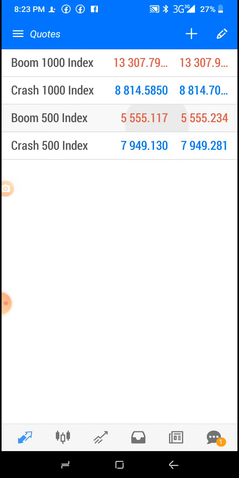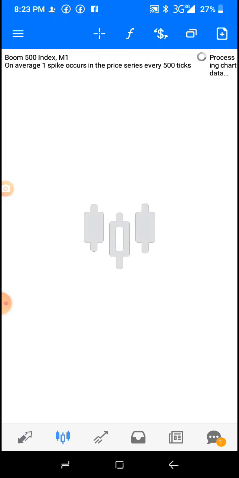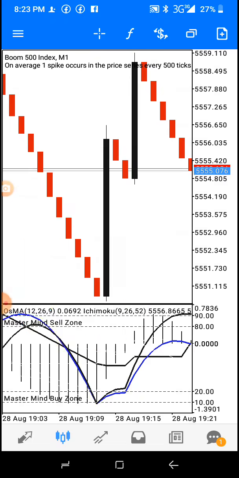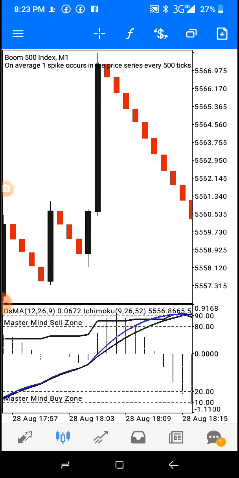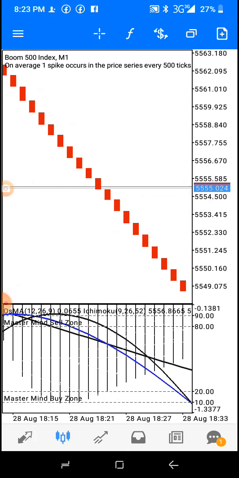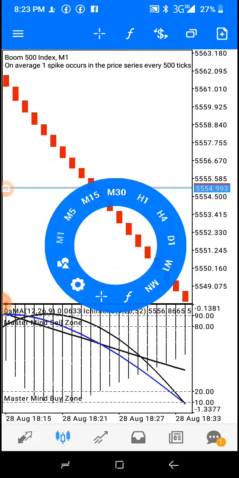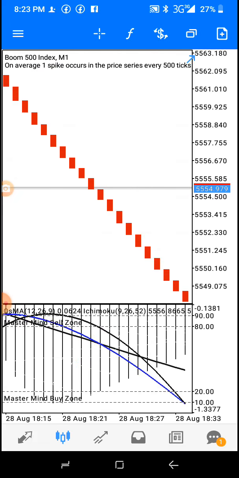Let's see for boom 500. That will be the end. All right, when are we going to be selling? We want to be selling when the zero level of the moving average oscillator is above. This is it.